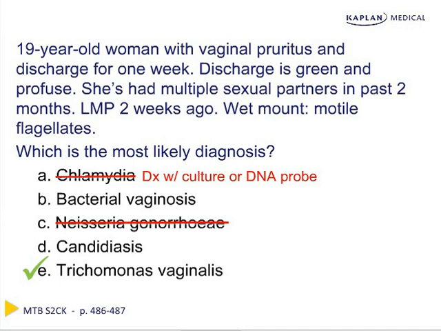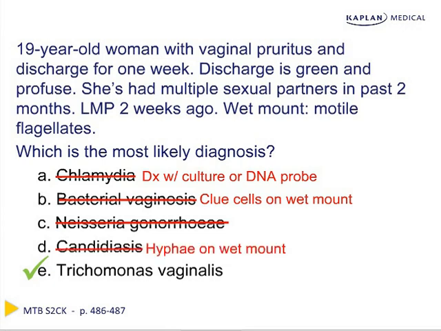Gonorrhea and chlamydia are typically diagnosed via culture or DNA probe. On wet mount, bacterial vaginosis is going to show clue cells, and candidiasis will show hyphae.